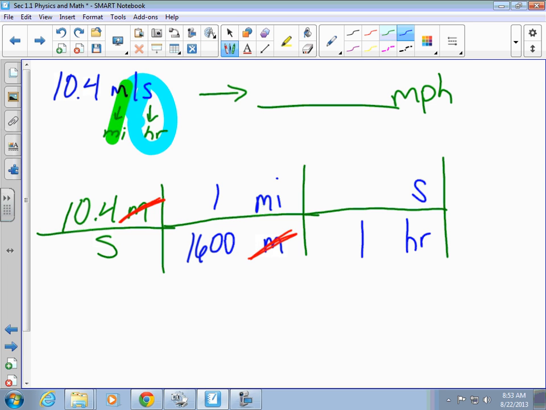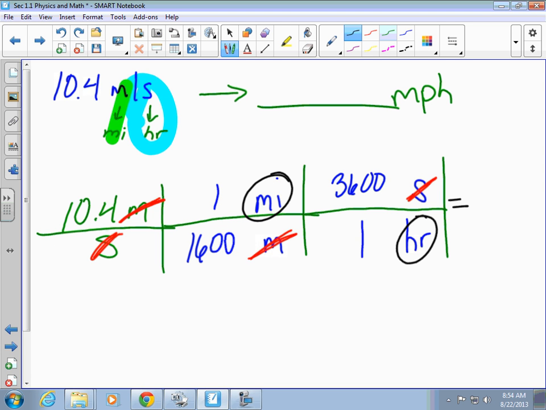And in 1 hour, how many seconds are there? Well, 60 seconds in a minute, 60 minutes in an hour. 60 times 60 is 3,600. Again, my units cancel. My seconds cancel. And now my units are miles per hour, which is what I want. So now I'm going to just multiply and divide.